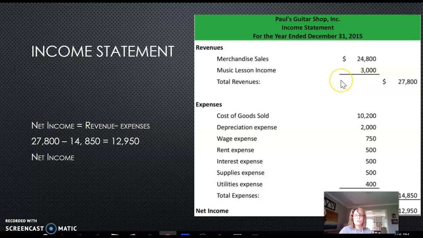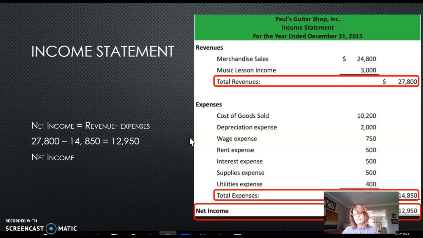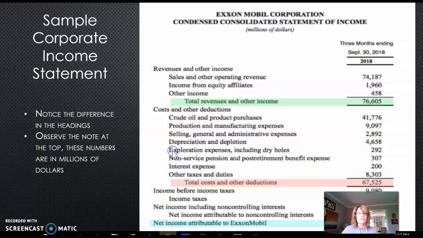So this picture might help you out just a little bit more. It's the exact same income statement that we would have seen. And over here on the left, this is going to be our formula that we're always going to use. So if we find out that when we take revenue minus expenses, if it's a positive number, that's going to be net income. And if it's negative, that's going to be known as net loss. So we've got our revenue, our expenses, and then you can see our net income is going to be $12,950.